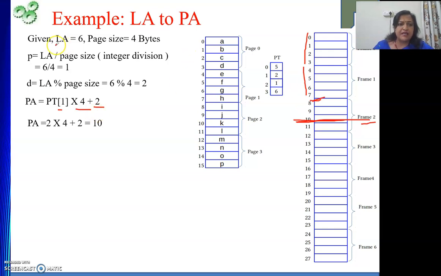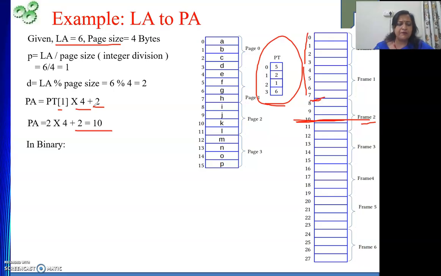So for this logical address 6, this is how we can generate the physical address. Only one thing you need to remember: we should know the page table content. Then only it is possible. Otherwise, how do I know which frame is given for a particular page number? So this process is clear.